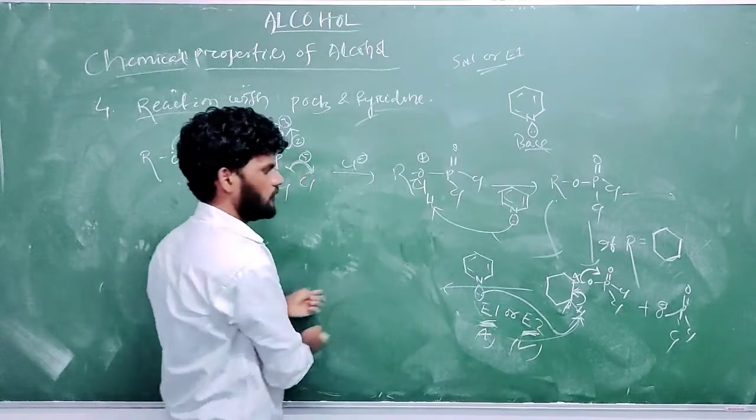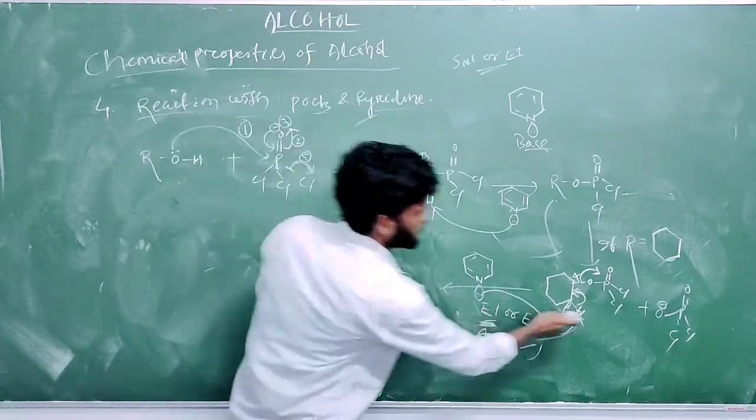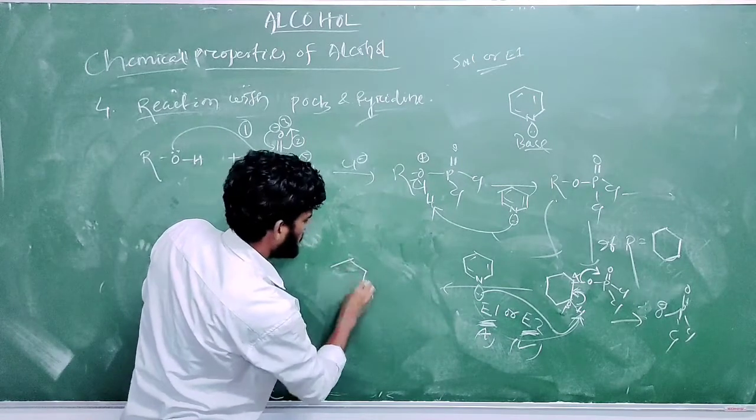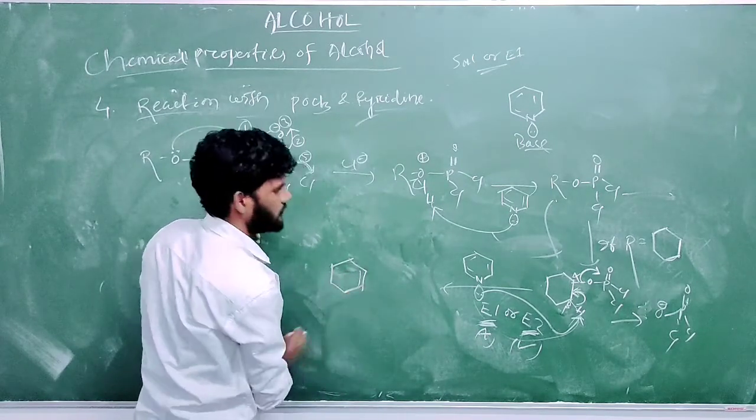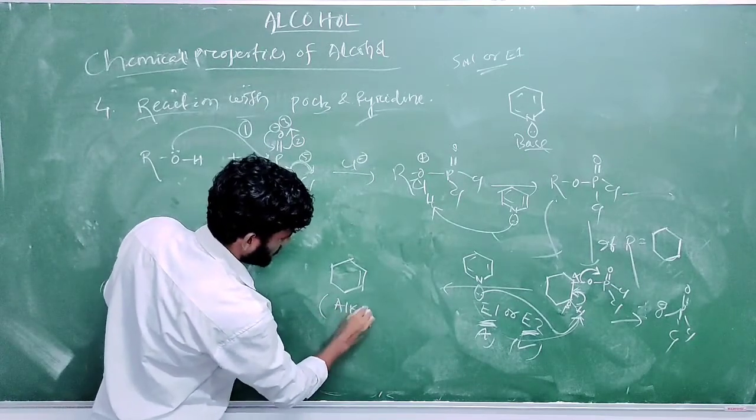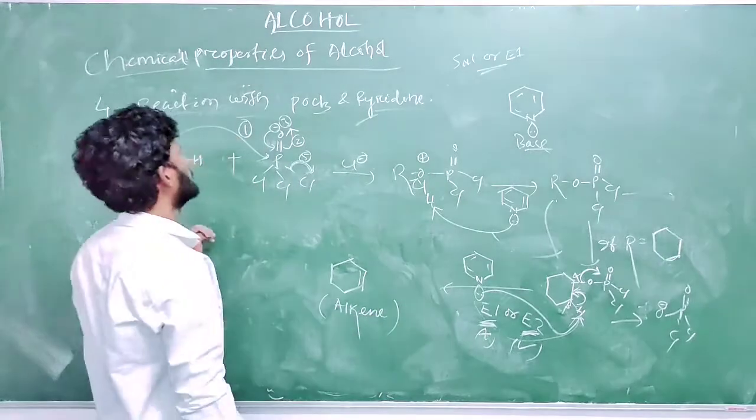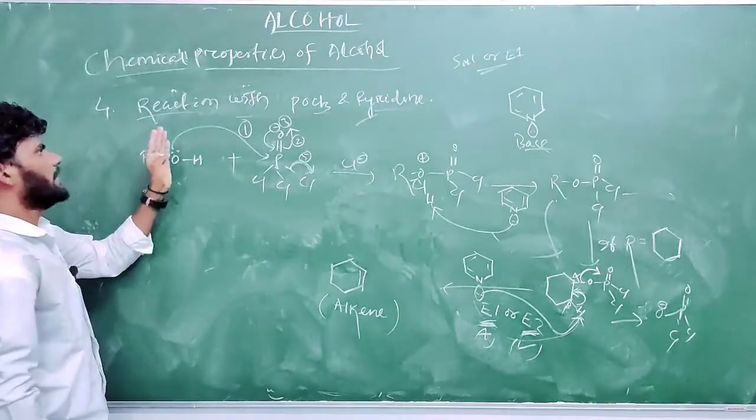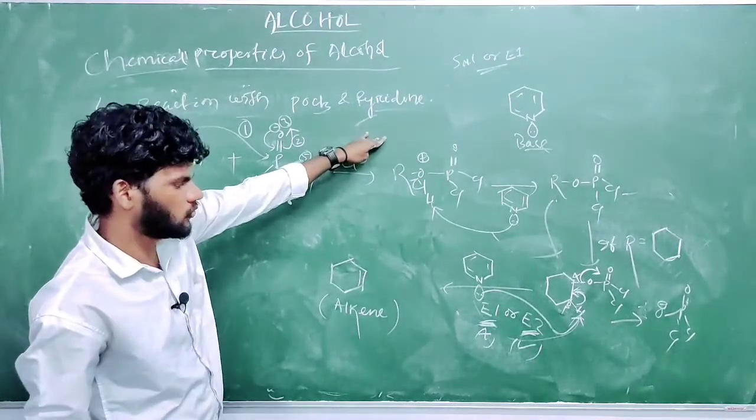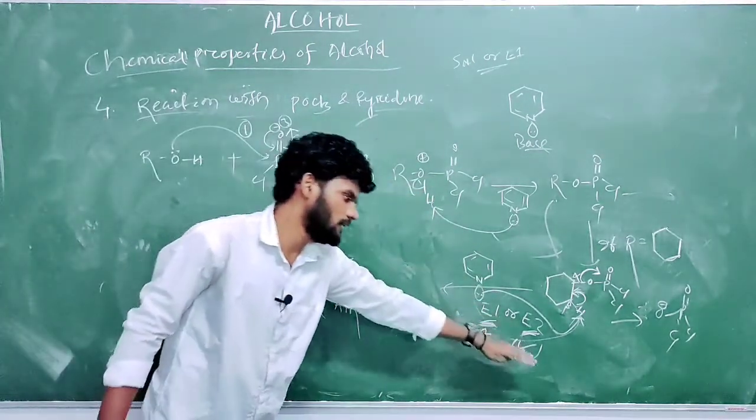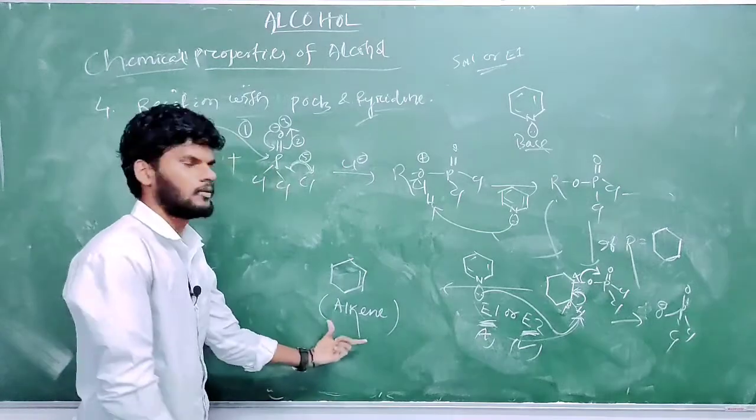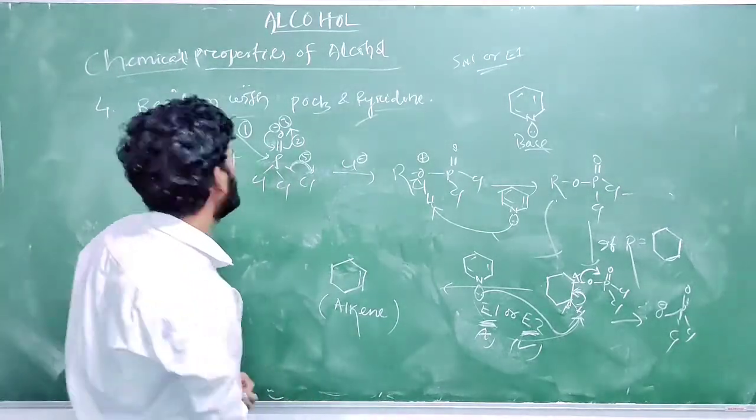And what is the product from here? It's a simple alkene. So this is the case of the reaction of alcohol with POCl3 and pyridine. It will undergo which type of reaction? E2 elimination type, elimination bimolecular type reaction to form what? Alkene. Okay.